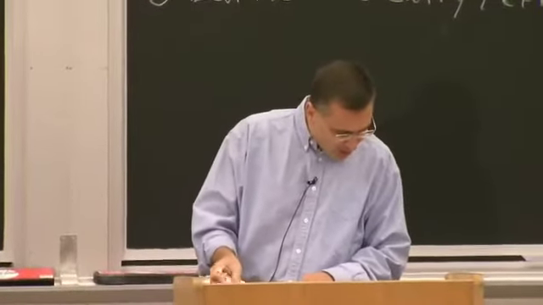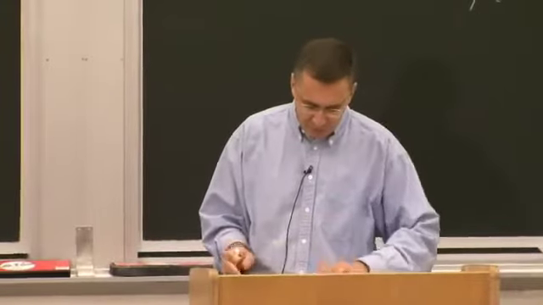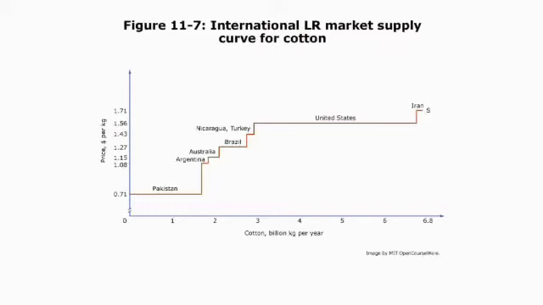To see this, there's a great example in Perloff, which you see in figure 11.7, where he talks about the international long-run market supply curve for cotton. He says, look, in Pakistan, you can produce cotton incredibly cheaply. Okay, this is a dated example, but you can produce it at 71 cents per kilogram. So if the world demand for cotton is less than 1.8 billion kilograms per year, then Pakistan would provide it all, and the price would be 71 cents.